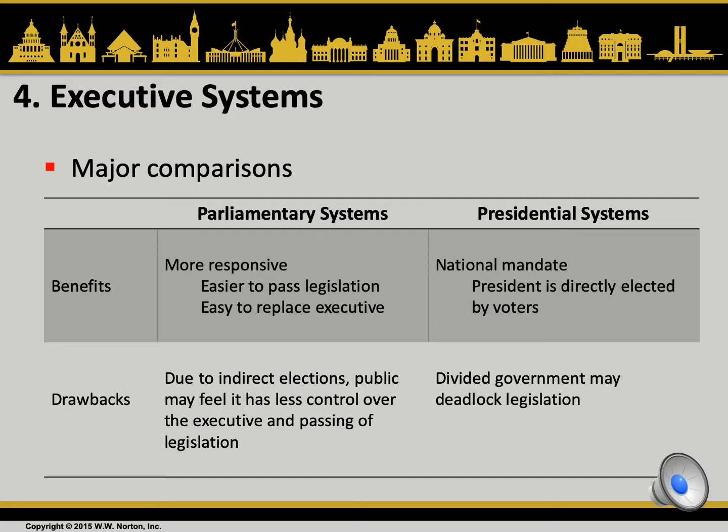As to drawbacks, for the parliamentary system, because the people indirectly elect the chief executive, there could be a tendency for the people to feel less in control over the executive and, of course, the passing of legislation. Whereas in the presidential system, the workings and outputs of the government can be bogged down and deadlocked in legislation, and it's mostly borne out from the fact that there is a balance and a sharing of power amongst branches.